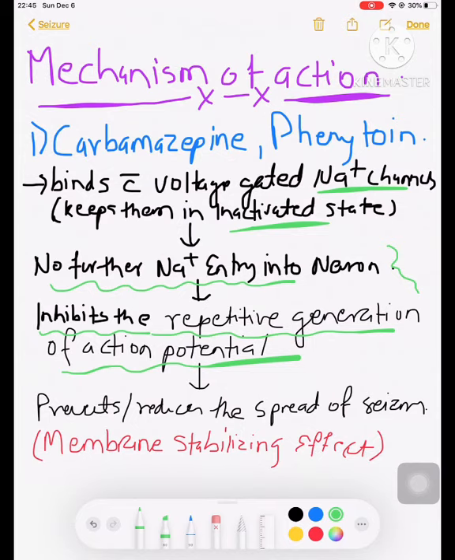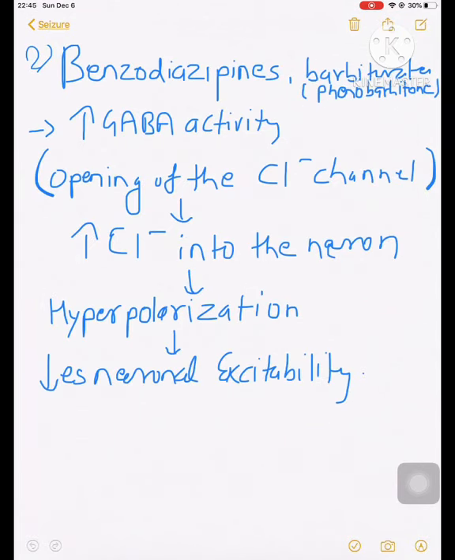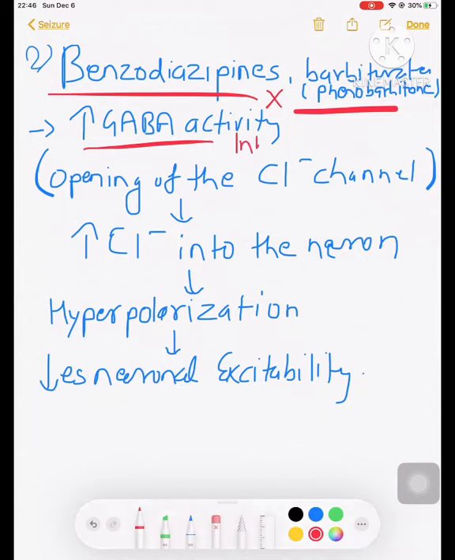Next we'll discuss the mechanism of action of benzodiazepines and barbiturates, mainly phenobarbital, as anti-epileptic drugs. These two drugs increase GABA activity. Remember that GABA is a major inhibitory neurotransmitter. So basically it is inhibiting the transmission, inhibiting the generation of action potentials.